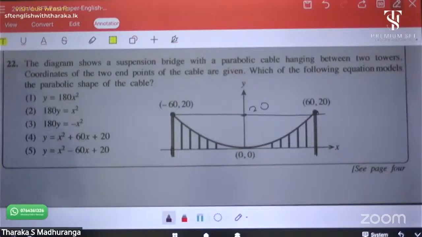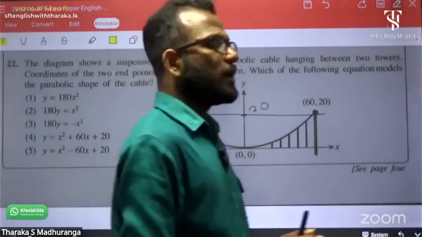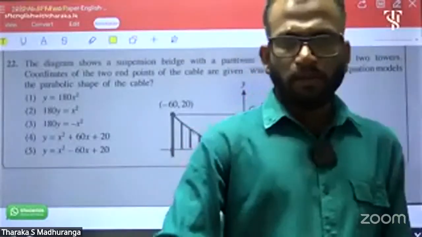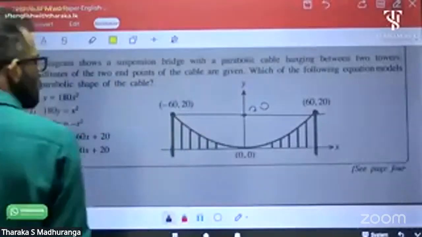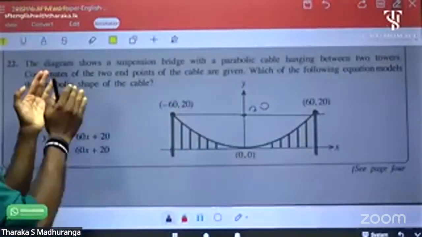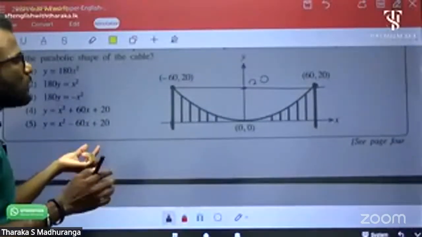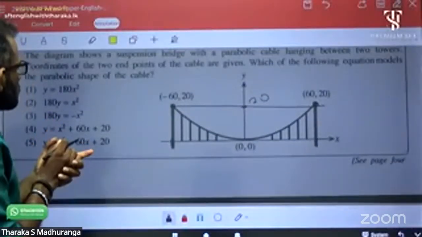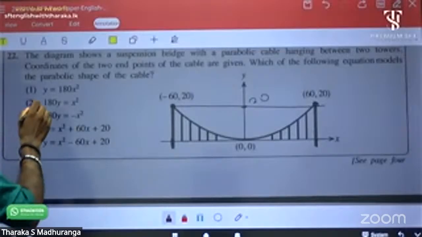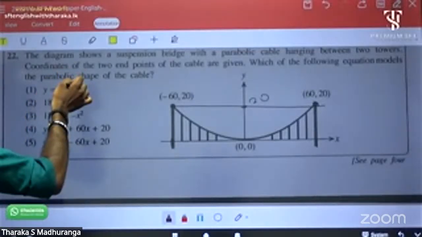Okay, how to find this? Now it is an equation, and it is an MCQ question. For MCQ questions, you don't need to go through very long steps. Now this is given in standard order.